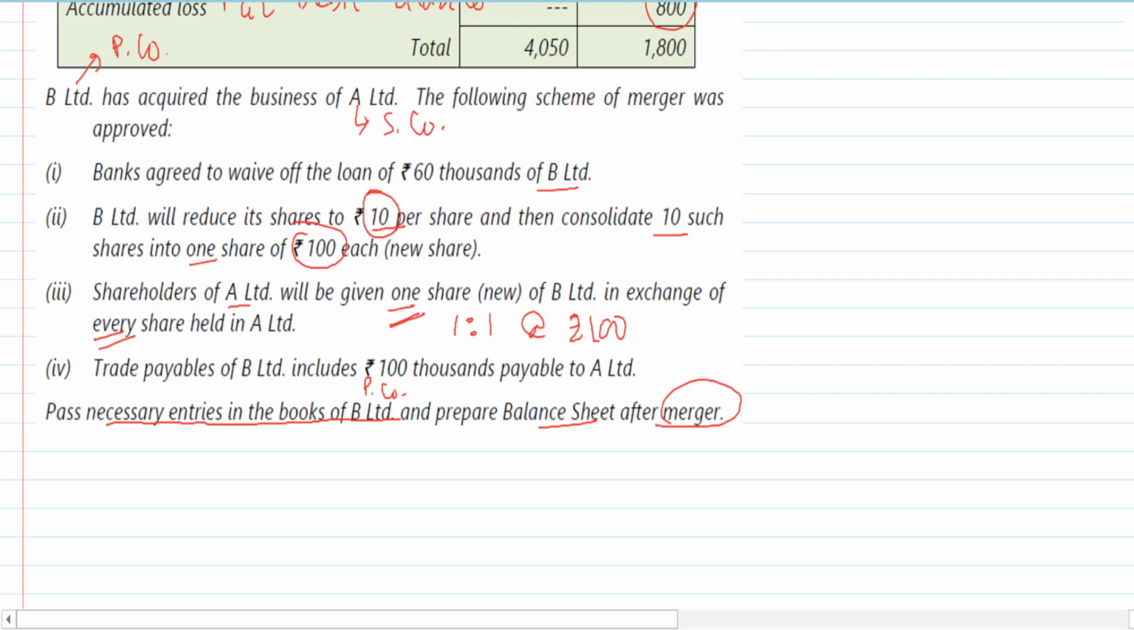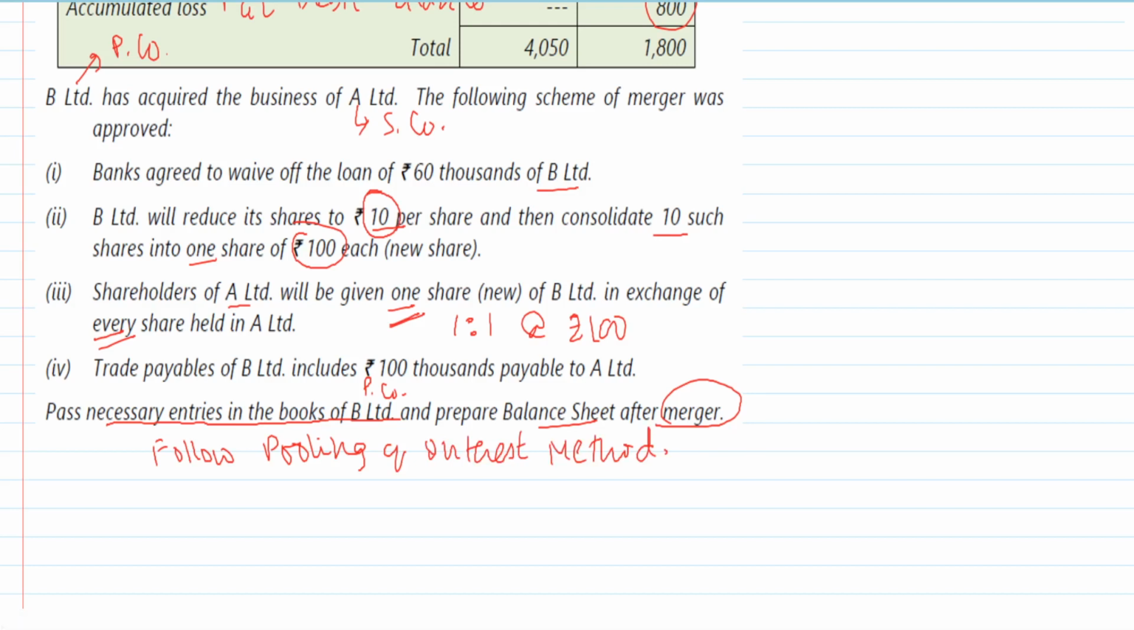There is a slight insertion to be made in the question. So after this, just add: follow pooling of interest method. It's not printed in the question, but write down follow pooling of interest method. If you see the solution given by ICAI, they have followed the pooling of interest method.